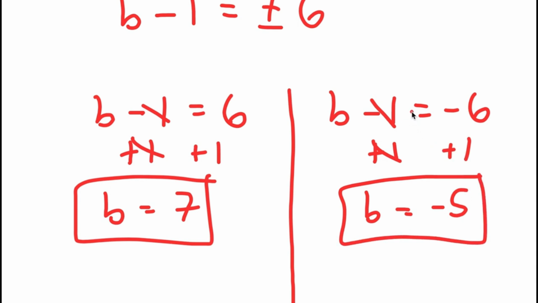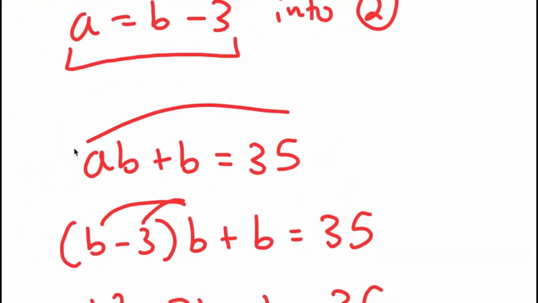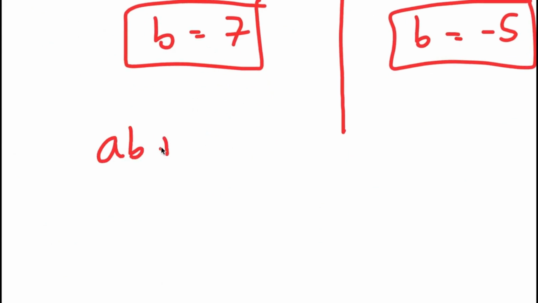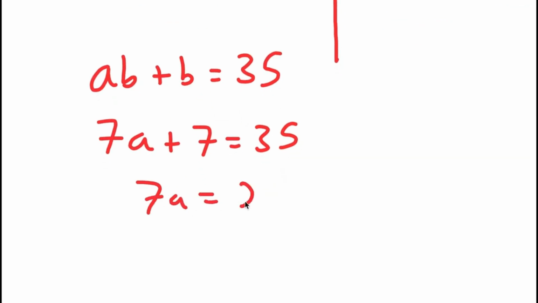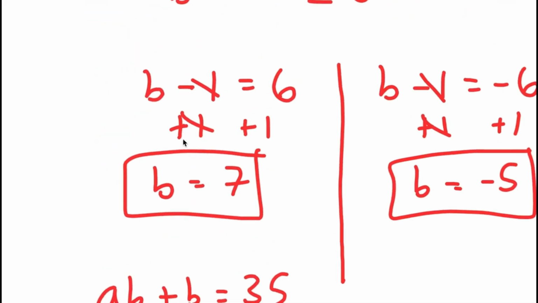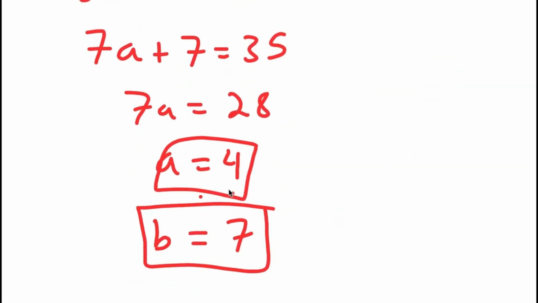So now from here, I have to plug this back in to this equation right here, AB plus B equals 35. So if B equals 7, I get 7A plus 7 is equal to 35, meaning 7A is equal to 28, and A equals 4. So if A equals 4, then B equals 7. This is one solution to my system of equations.